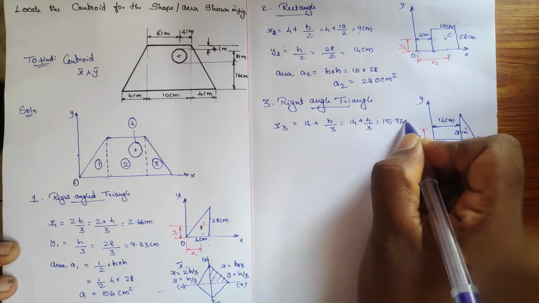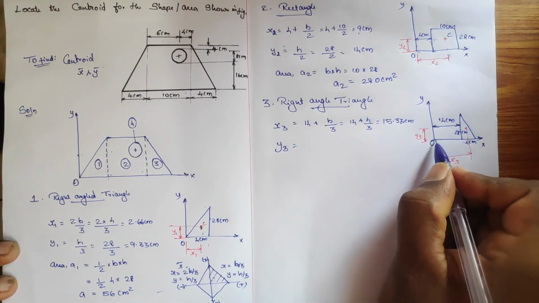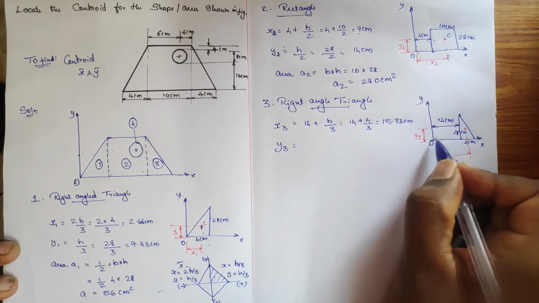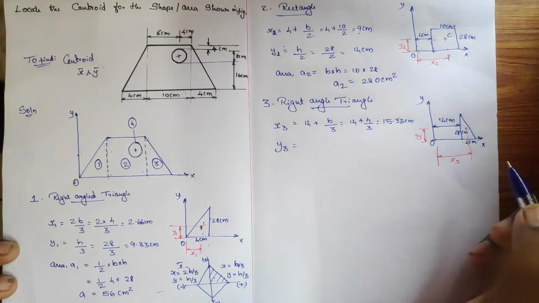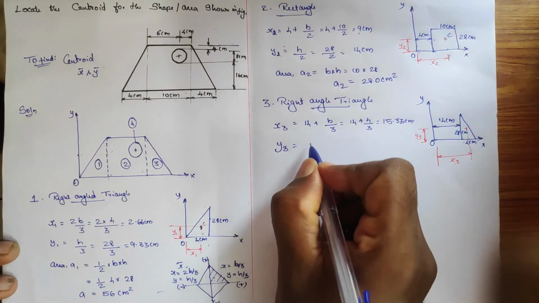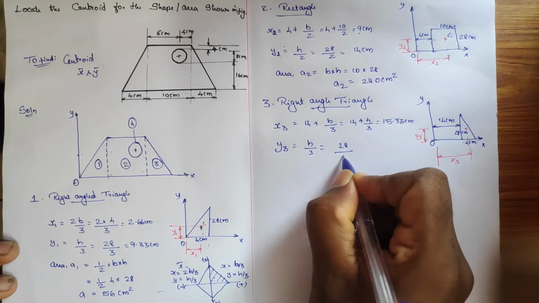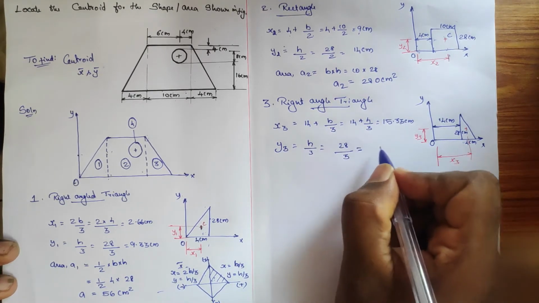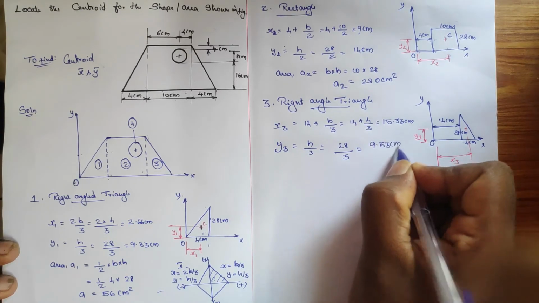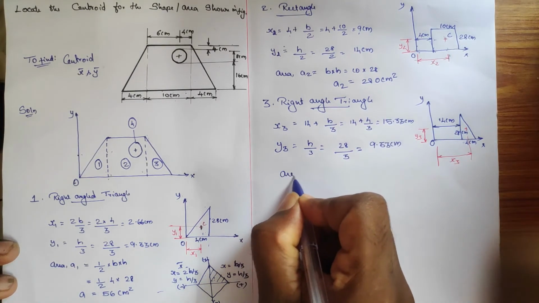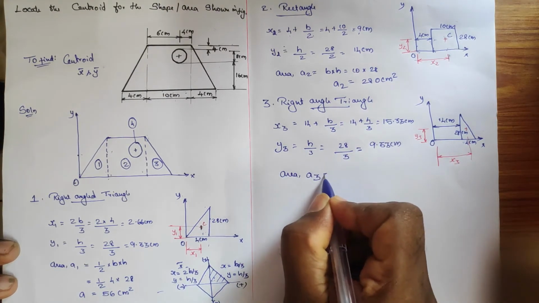15.33 centimeter. And Y3, it is from O, so no issues, directly put the self-centroid formula. For the right angle triangle it is h divided by 3. Height is 28, so divided by 3 we get 9.33 centimeter.